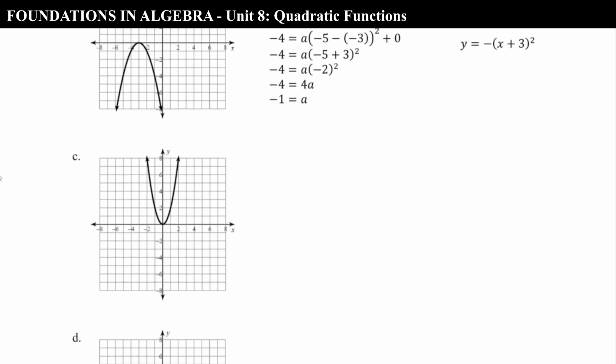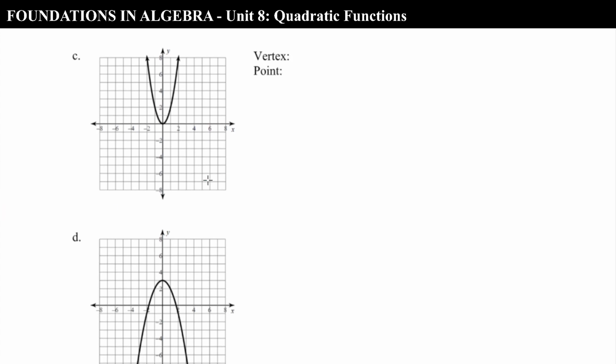All right, let's take a look at C. Again, we need the vertex and a point. Our vertex is at (0, 0). And let's say (1, 2) is a good point to use. The vertex being at (0, 0) is going to make this fairly easy to work with because 0 is going to go in for our h and our k. So we put 2 in for our y, 1 in for our x, and then the 0 and 0 go in for h and k. So that's just going to leave us with 1 squared, which is just 1. So that's just 2 equals a.